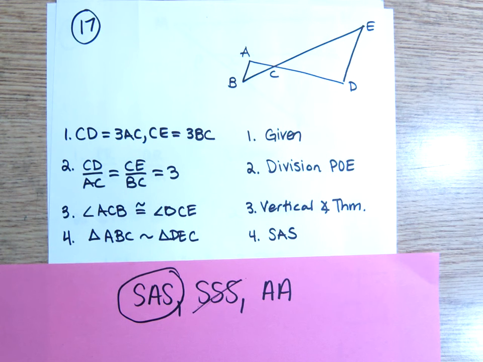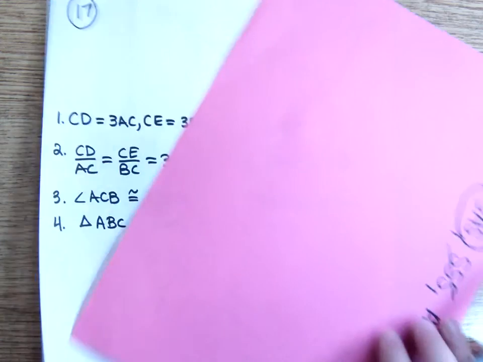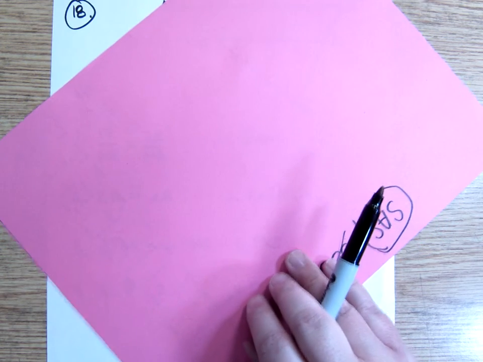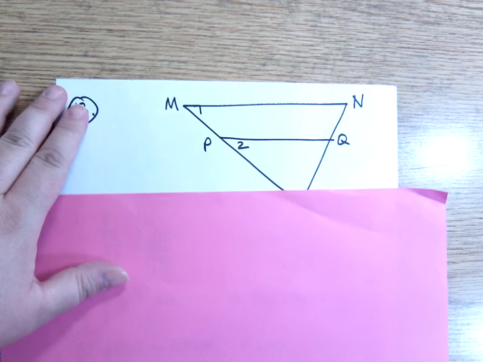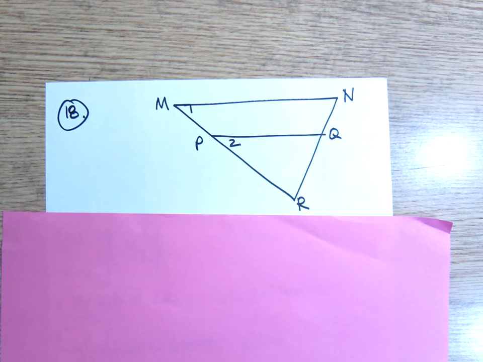Okay, number 18, also asking us to prove something using similarity. We're not really actually proving similarity here. Well, we are, but that's not what we're asked to do. So let's look at that. Number 18 starts out with this picture. And we are given that these pieces of the sides are proportional.